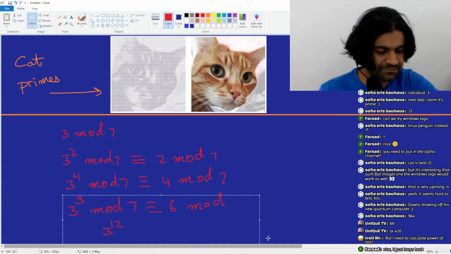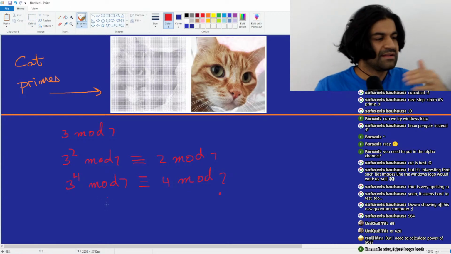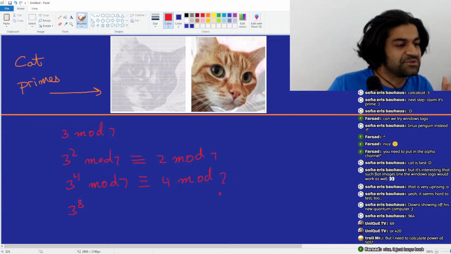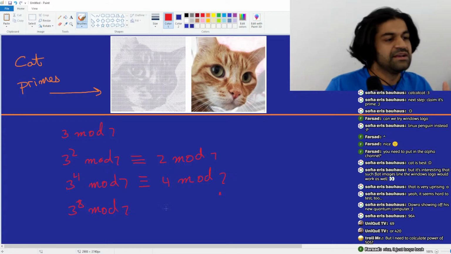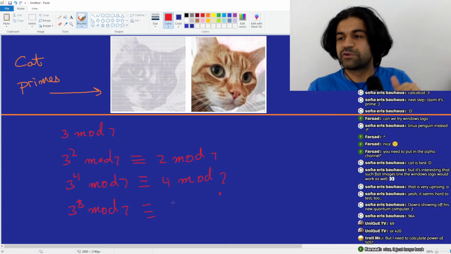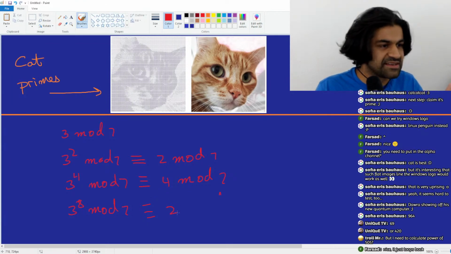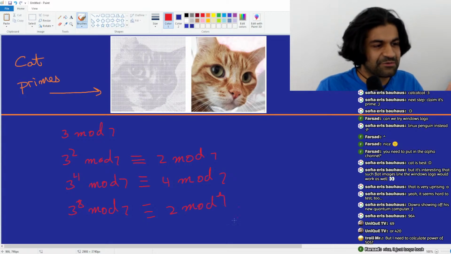But then I know 3 to the 12, well, actually, I shouldn't have done this. I should have done, let's do 3 to the 4 to the 3rd power. So let's just do 3 to the 8 mod 7. That should just be 4 squared, right? 4 squared is 16. 16 is, again, 2 mod 7. And let me know if I'm making any arithmetic errors.